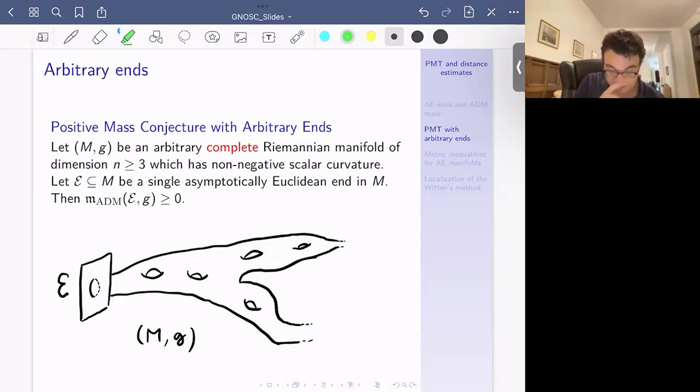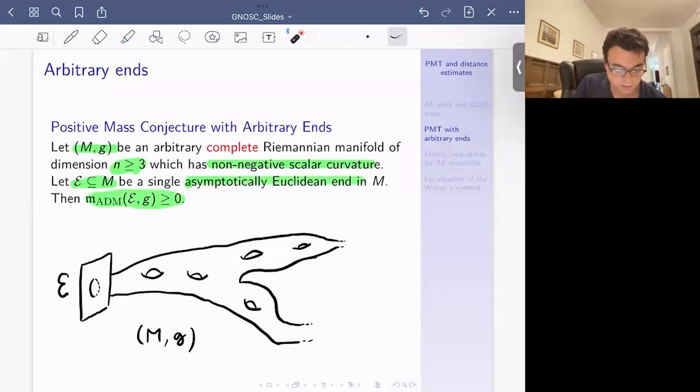So in other words, take an arbitrary complete Riemannian manifold which has dimension at least 3 and which has non-negative scalar curvature, with a single asymptotically Euclidean end. Then the conjecture is that the ADM mass must be non-negative as well. The picture is clear now.